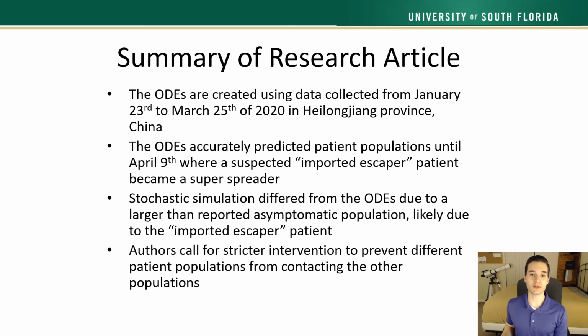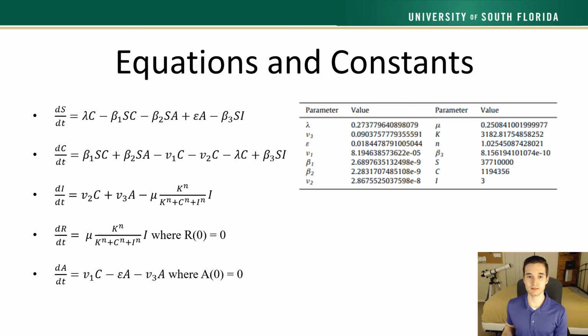The authors then urged for stricter intervention to stop the mixing of different patient populations to prevent new infections. Here are the equations and constants used in the research paper's differential equations. Starting with the first equation, S represents the susceptible population, C is the closely monitored population, I is the infected population, R is the recovered population, and A is the asymptomatic population.